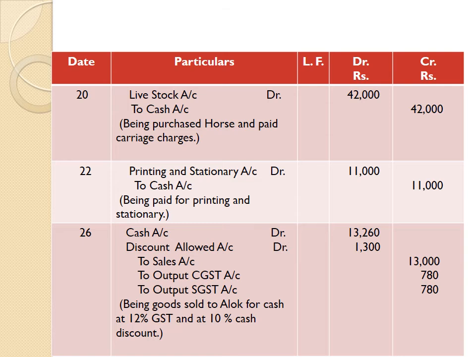Another, paid for printing and stationery 11,000. On 22 May 2021, printing and stationery account debit 11,000 to cash account 11,000 being paid for printing and stationery.